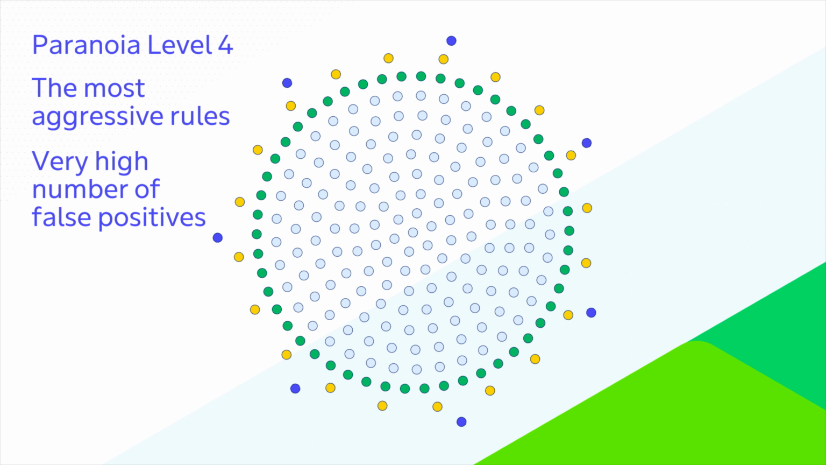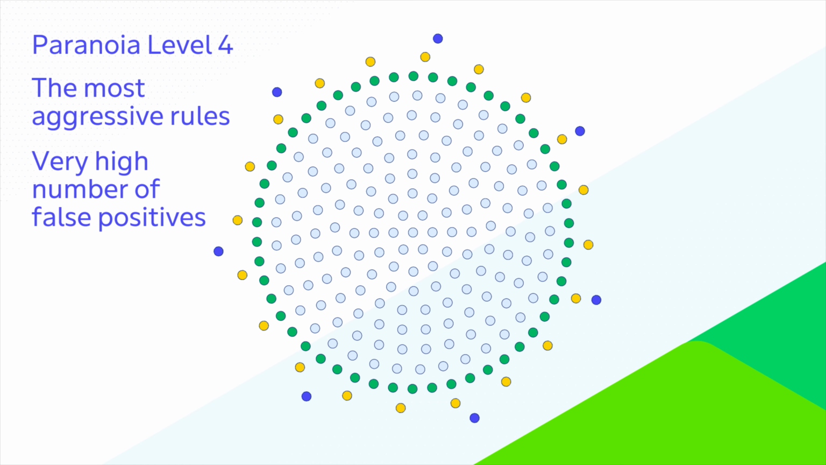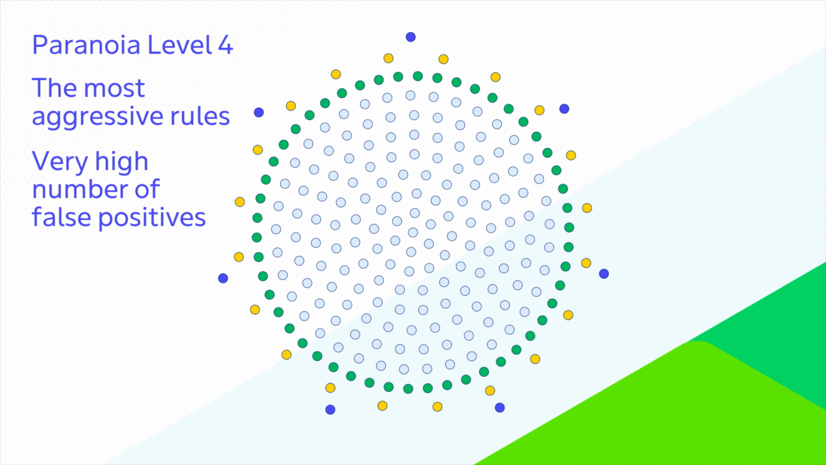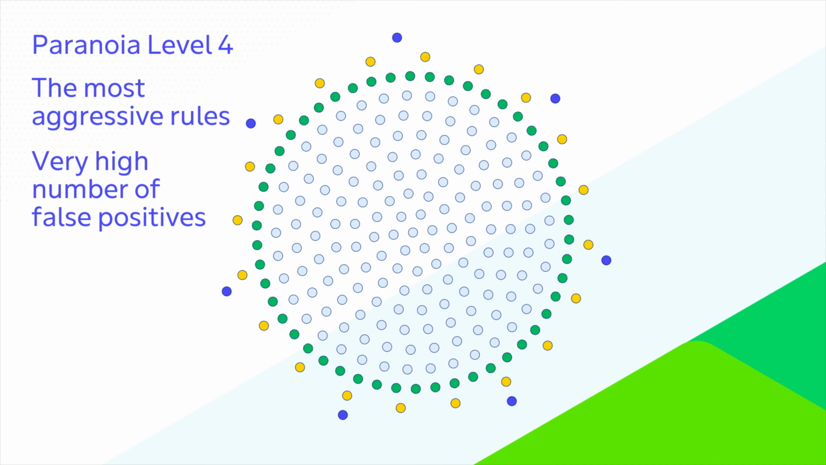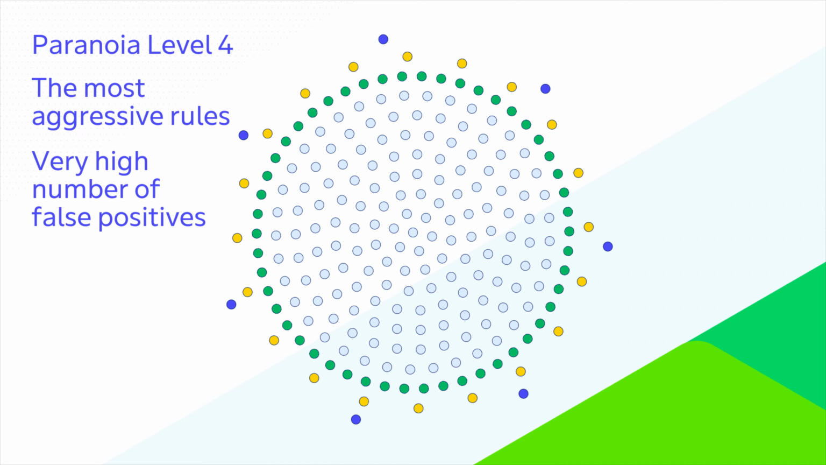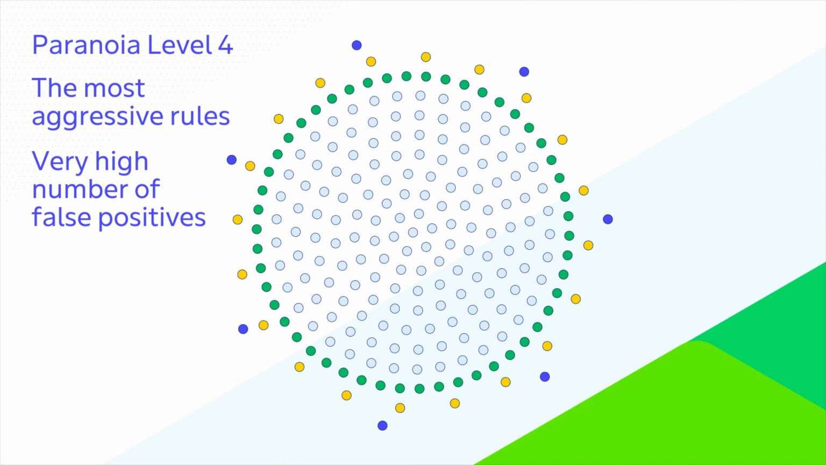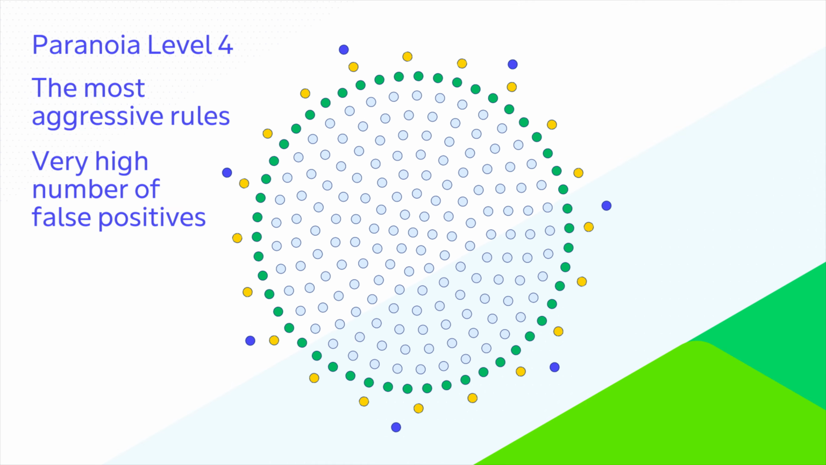Operating at a higher Paranoia level makes it more difficult for an attack to go unnoticed. The price for this is a greater number of false positives which need to be resolved and tuned away. Having more false positives makes integrating the WAF and day-to-day operations more difficult and time-consuming. Striking the right balance and picking the best Paranoia level is an important decision to make. Think of the different Paranoia levels as follows.